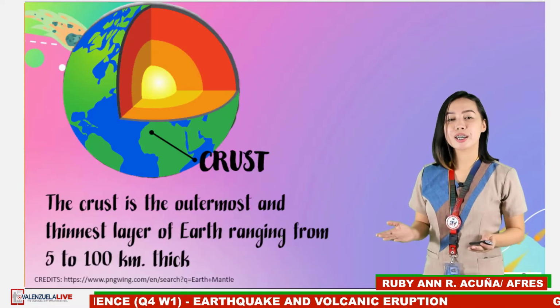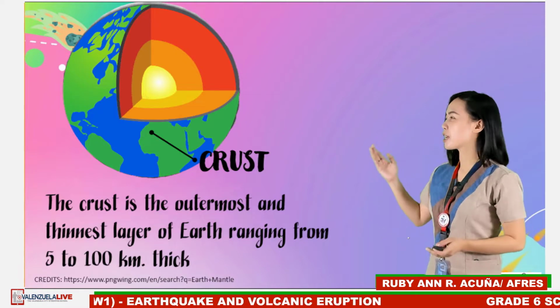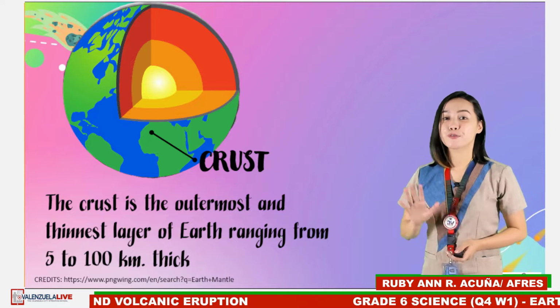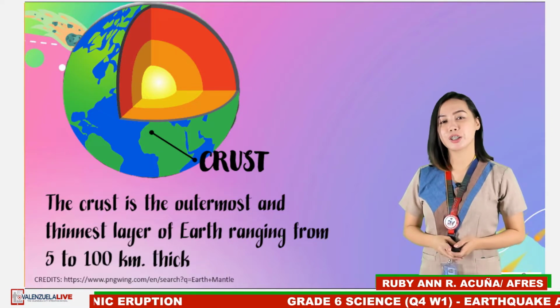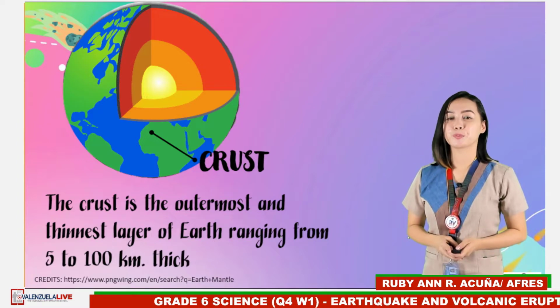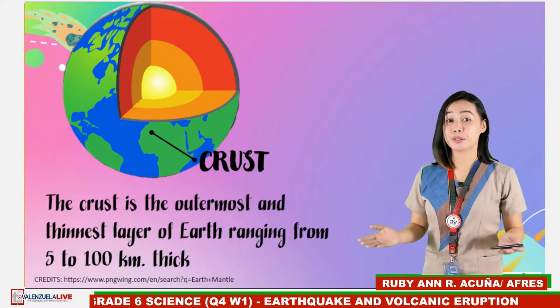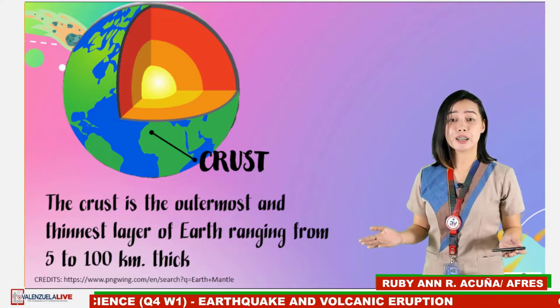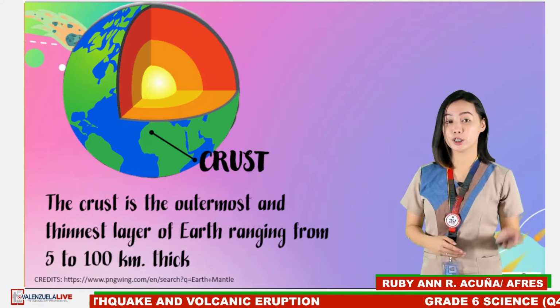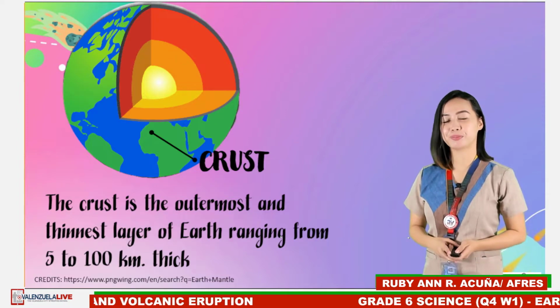The crust is the outermost and the thinnest layer of the Earth, ranging from 5 to 100 kilometers thick. It is the upper part of the lithosphere. It is where the people and other living things live. It is divided into continental crust and oceanic crust.